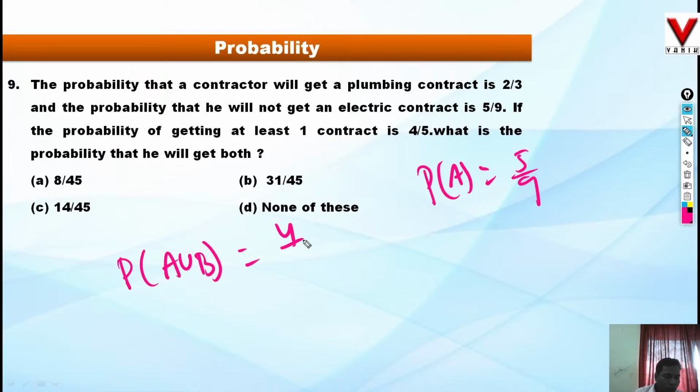P(A union B) is equal to 4 by 5. You know that P(A union B) is equal to P(A) plus P(B) minus P(A intersection B). So I write here 4 by 5 is equal to 2 by 3 plus 1 minus 5 by 9 minus P(A intersection B).